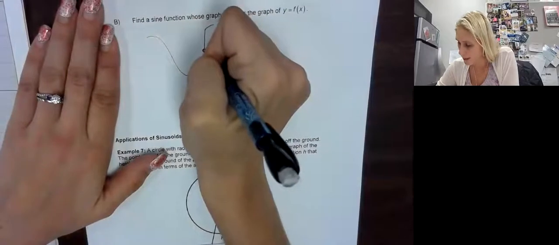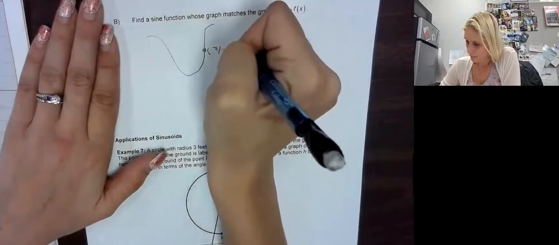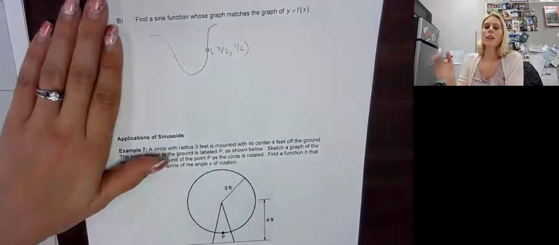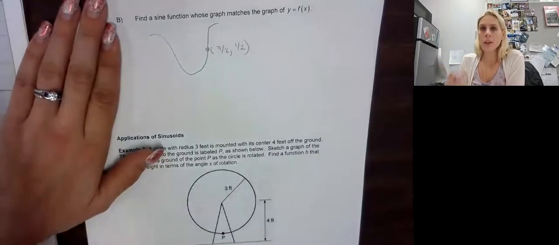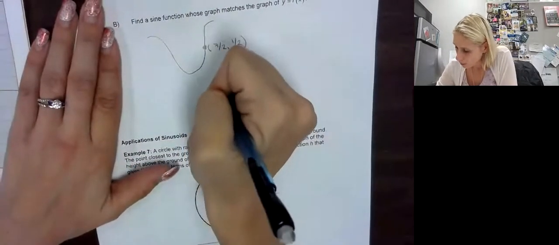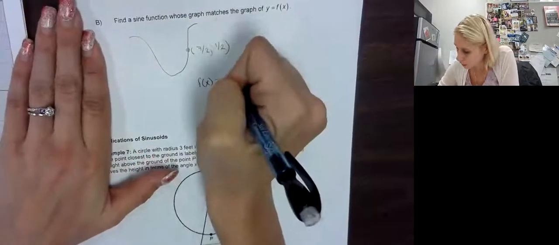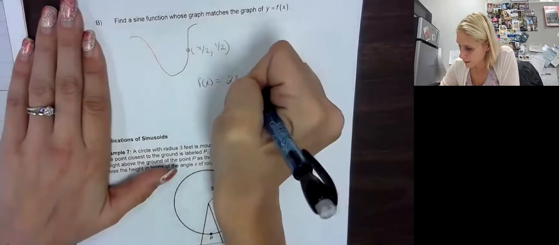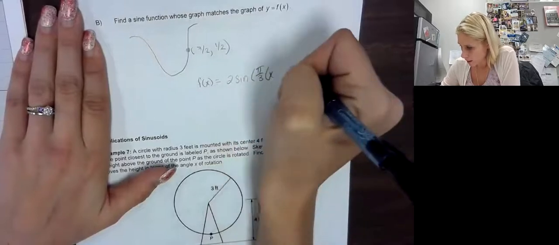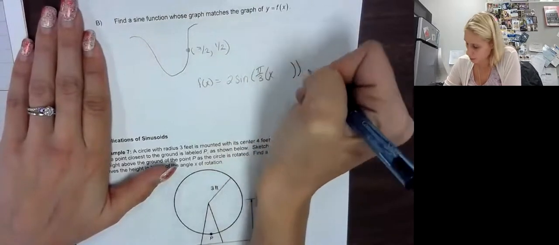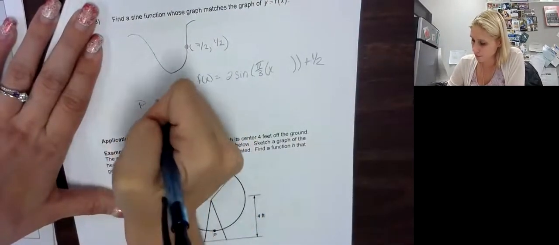What coordinate is that? That is 7/2, 1/2. Now, the great thing about us already doing the cosine version is the amplitude, the vertical shift, and the period are still the same. So right now we have f of x equals, the amplitude was 2. Now we're doing sine. That period was pi over 3. And our vertical shift was up 1/2. So the only thing we're missing is that phase shift.